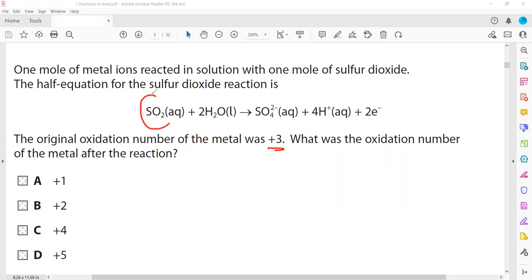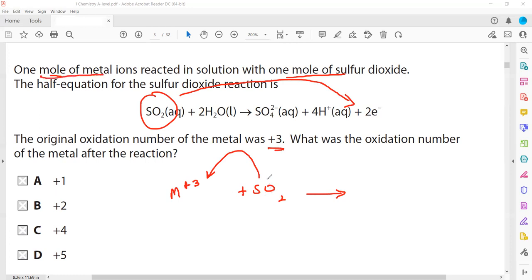So look, this is the equation for sulfur dioxide, and it is losing 2 electrons. The metal ion with a charge of plus 3 is reacting with sulfur dioxide, SO2, not SO4. As I mentioned in the beginning, 1 mole of sulfur dioxide reacted with 1 mole of metal ion, so the ratio between them is 1 to 1. So if sulfur dioxide is losing 2 electrons, the metal should gain those 2 electrons. When it gains 2 electrons, what will be the charge left on the metal? The charge will be plus 1. That's why A will be the right answer.